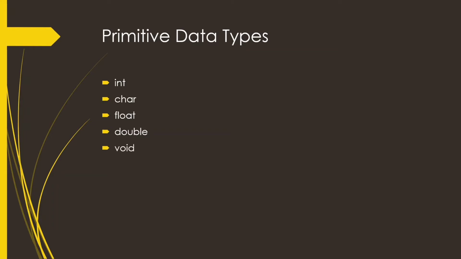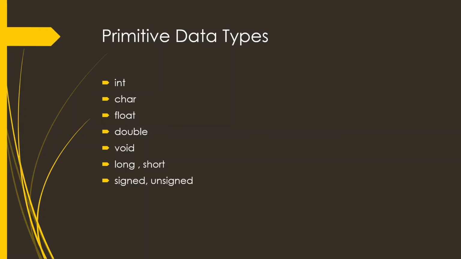Next is void. It is an incomplete type. It means nothing or no type. For example, if a function is not returning any value, its return type should be void. Next is long or short. These are not data types, but type specifiers, and are used usually with integer, float, or double data types. Next is signed or unsigned, which are also type modifiers.